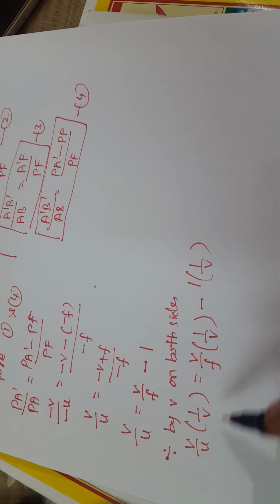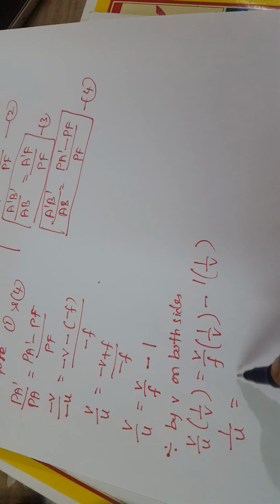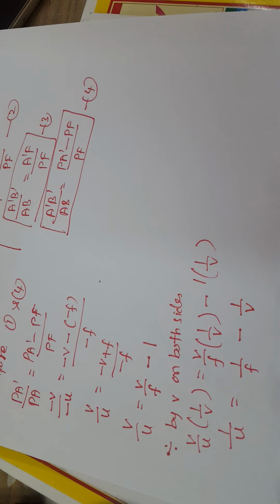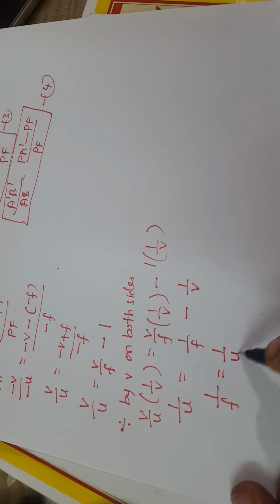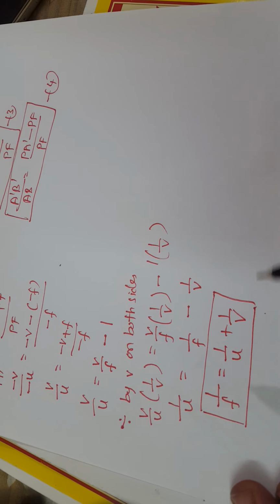So everywhere you have divided by v. These two will get cancelled. So you will get 1 by u equals 1 by f minus 1 by v, right? So what will you get here if you rearrange that? 1 by f is equal to 1 by u plus 1 by v. So this is the required mirror equation, children.